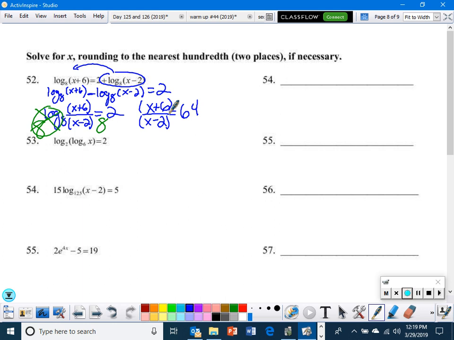Now, I'm going to multiply both sides by x minus 2. So let me switch colors here. I'm going to multiply this side by x minus 2 because I'm undoing the division. And I'm going to multiply this by x minus 2. So over here, that cancels. All right, well, now we have x plus 6 equals 64 times x minus 2.